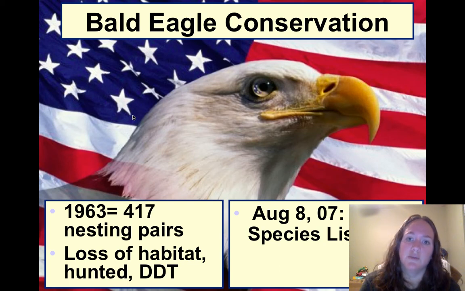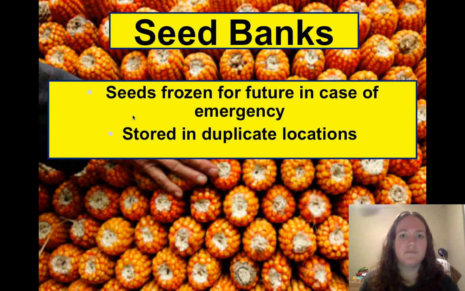that were surrounding the birds. It's illegal to hunt them, things like that, and they were rehabilitated. So that was a positive conservation story. We also use seed banks. These are seeds that are frozen in kind of hidden areas for future use in case there's an emergency.